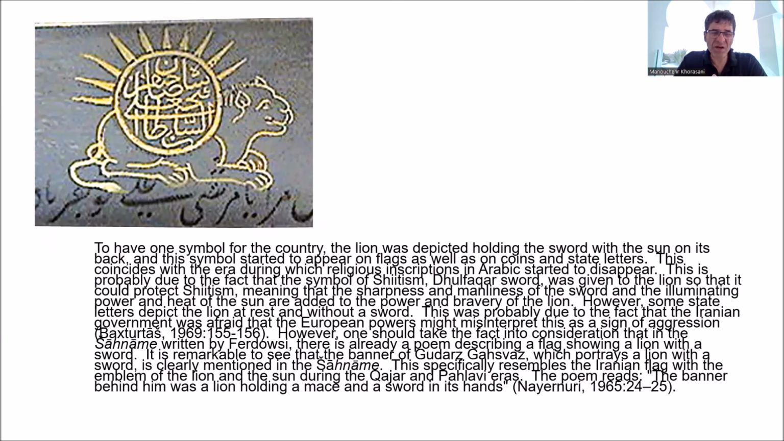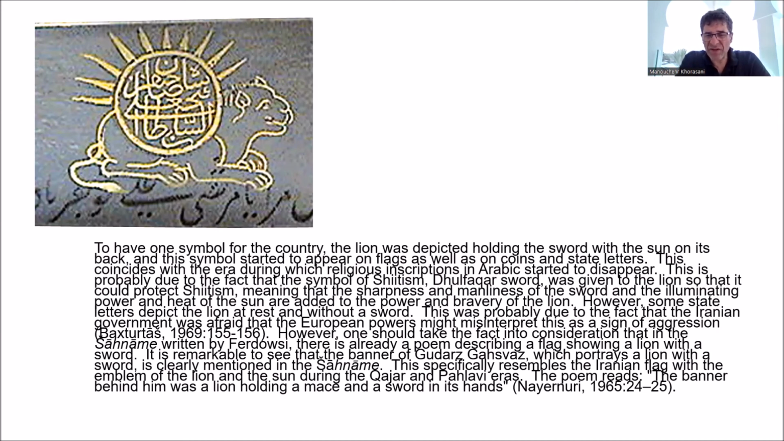This coincides with the era during which religious inscriptions in Arabic started to disappear. This is probably due to the fact that the symbol of the Shiite Qajar sword was given to the lion so that it should protect Shiitism, meaning that the sharpness and manliness of the sword and the illuminating power and heat of the sun were added to the power and bravery of the lion. However, some state letters depict the lion at rest and without a sword. This was probably due to the fact that the Iranian government was afraid that the European powers might misinterpret this as a sign of aggression.